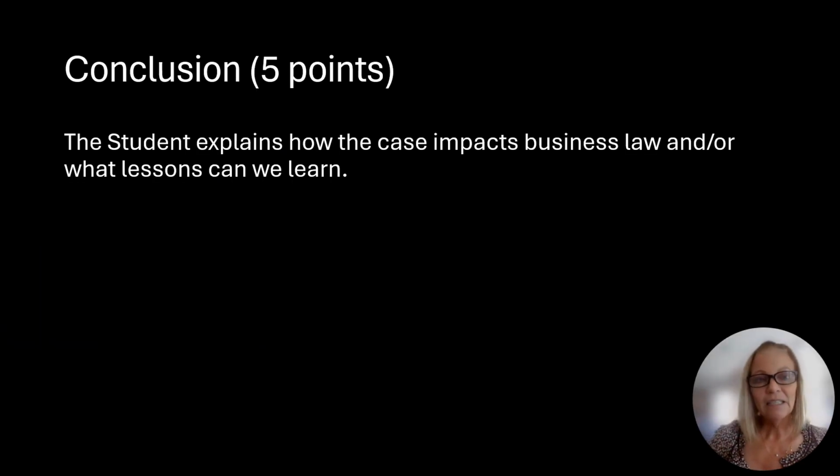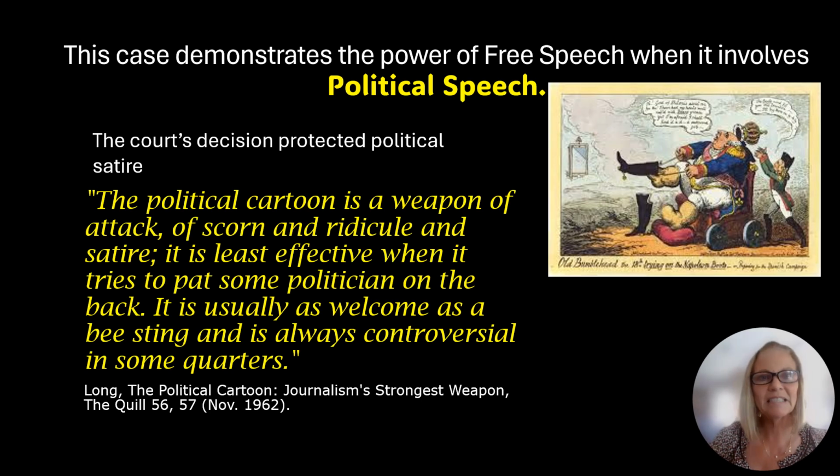And then your last part of this is the conclusion, and it's 5 points, and you just want to explain how the case impacts business law and what lessons we can learn. Well, the case demonstrates the power of free speech when it involves political speech. That right there is the importance of this: when it involves political speech, we have a greater protection. So it's very powerful. And so basically this court's decision protected political satire.